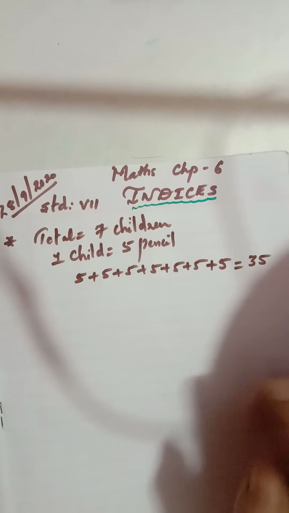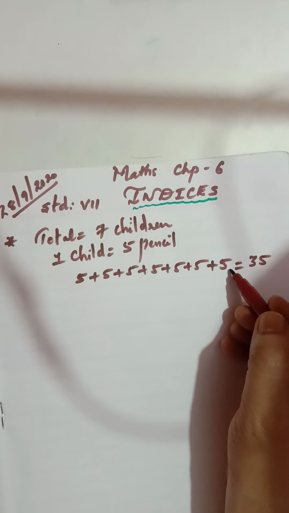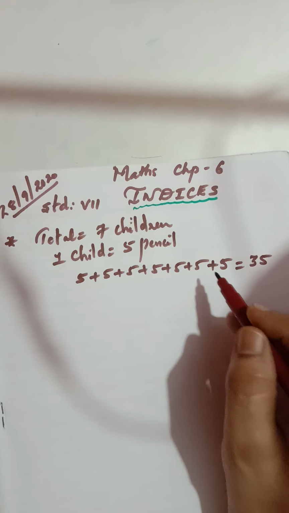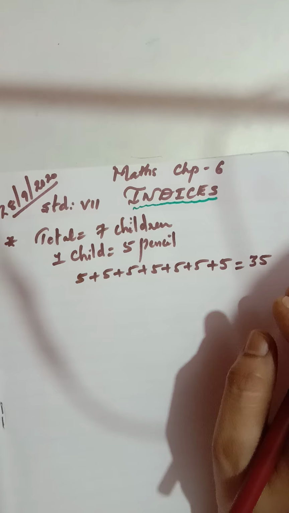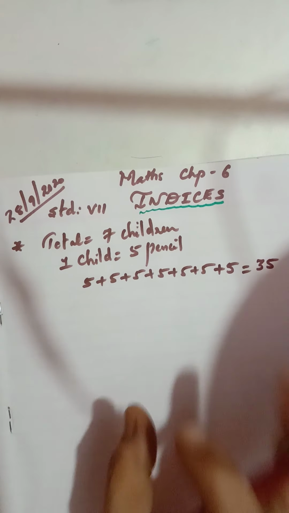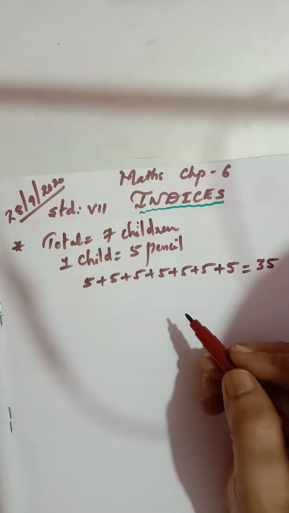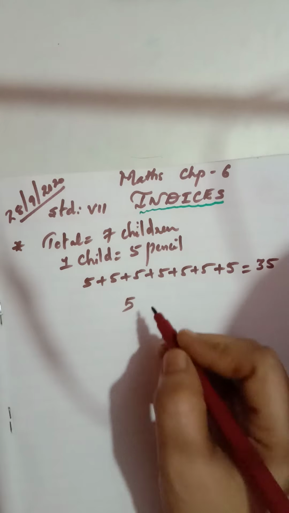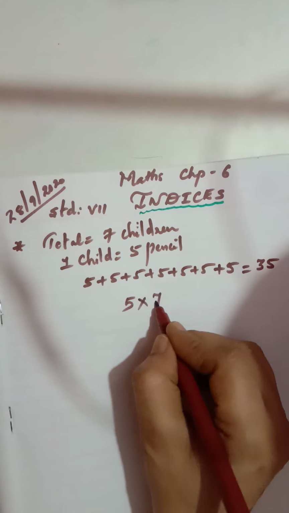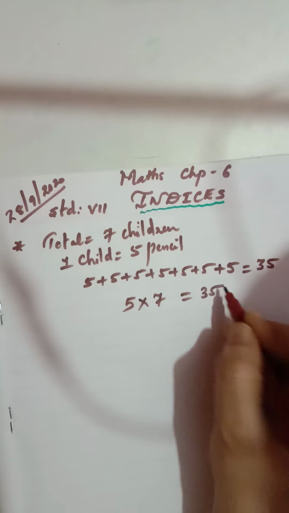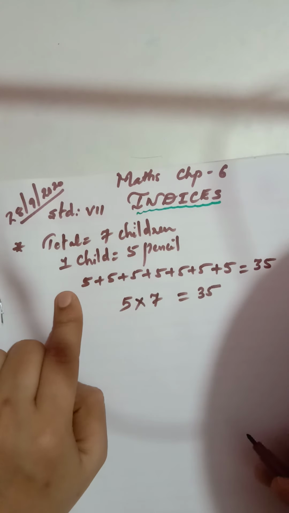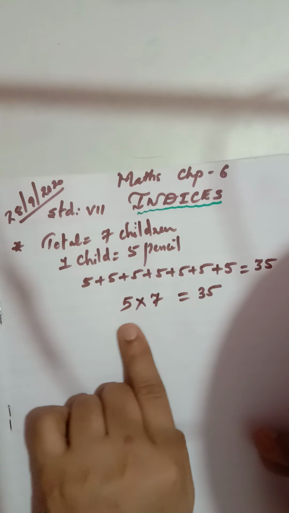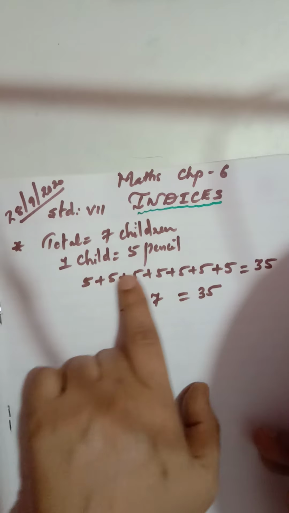Now here see children, addition of the same number can be shown as a multiplication. How do you show it as multiplication? You are giving 5 pencils to 7 children, so 5 into 7, and that is equal to 35. That means when you are adding the same number, you can show it in the form of multiplication also. This is the multiplication form, and this was the addition form.